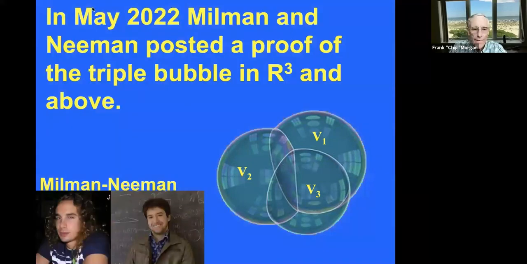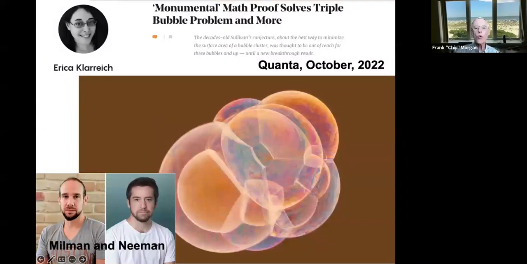And now comes the big news. Just last year, Milman and Neeman went on to post a proof, not published yet, of the triple bubble in R3 and above being just what was predicted. So that was a major thing. It hit all the news outlets. Here was the article reporting it in Quanta magazine entitled Monumental Math Proof Solves Triple Bubble Problem and More.